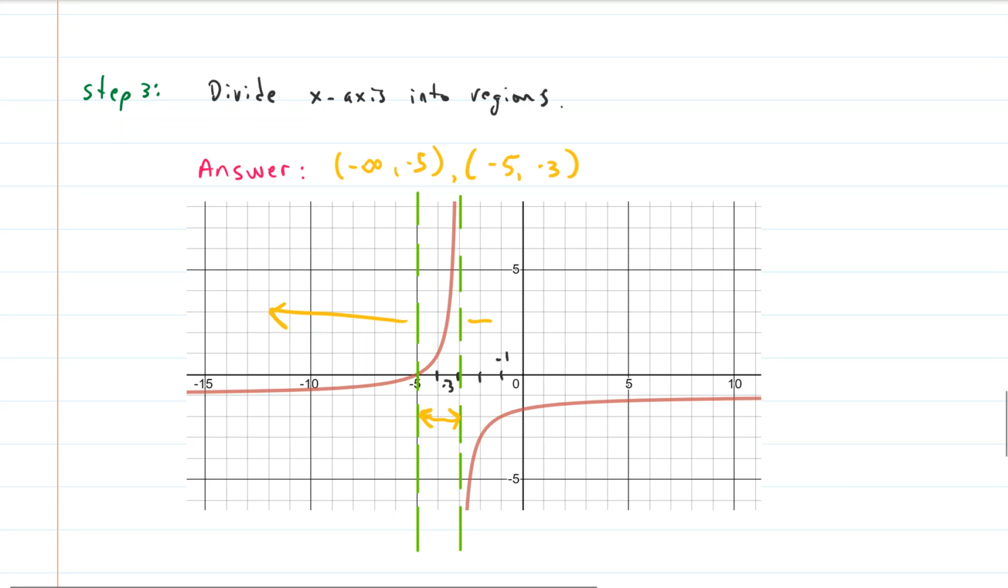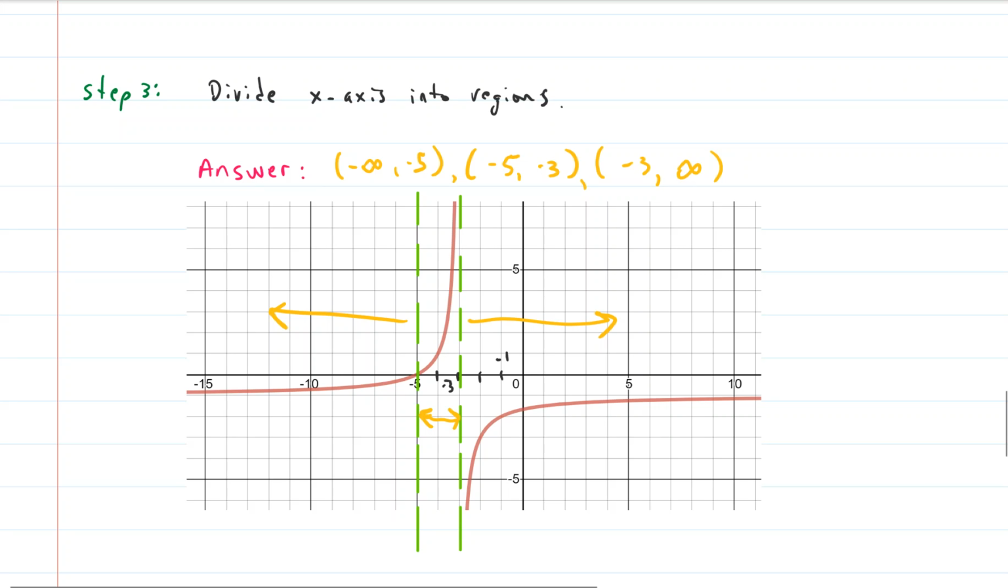And then we have to the right of -3, so -3 to infinity. So we have 3 intervals here. Inside of our intervals, the function is either all above the x-axis or all below the x-axis. So let's go find out.